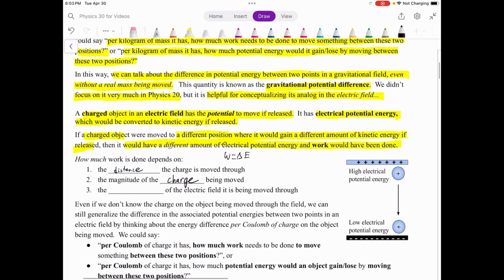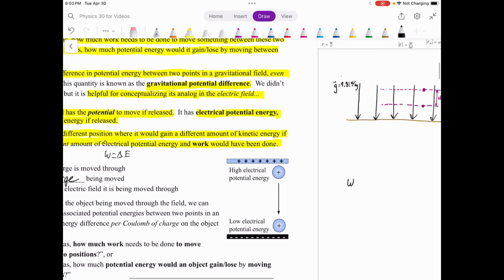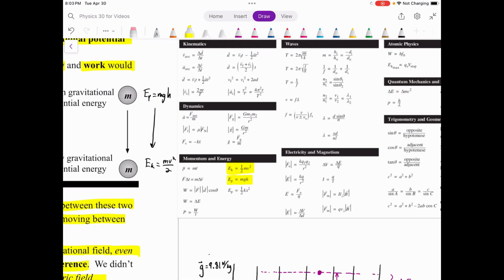And don't forget as well, yes, work is a change in energy, but it's also the force you have to apply times the distance you apply it for. So bigger forces, right? If we're fighting bigger forces, we are giving it more potential energy. We're doing more work. And just a reminder again, those are both on your formula sheet as well. Work is just a change in energy, and work is equal to force times distance times the cosine of theta.